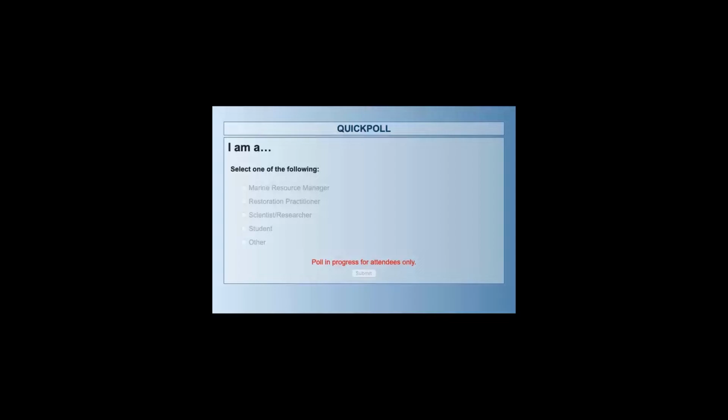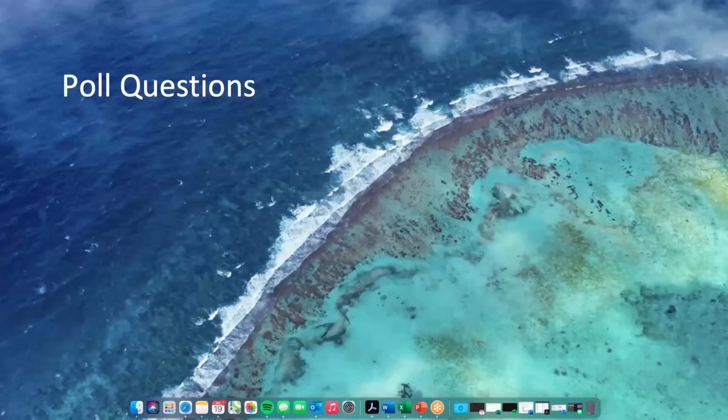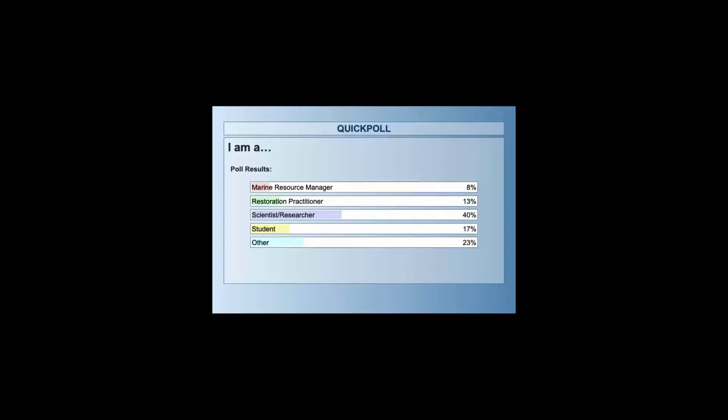Just give a few minutes for everyone to answer the poll question. All right, so the majority of responses that we have, there's scientists and researchers in the audience today. A lot of people who describe themselves as other, lots of students. We also have a good number of practitioners and marine resource managers with us. Great, so we have another question.